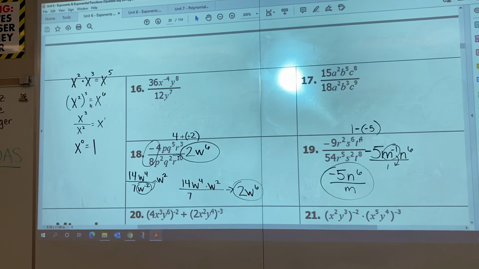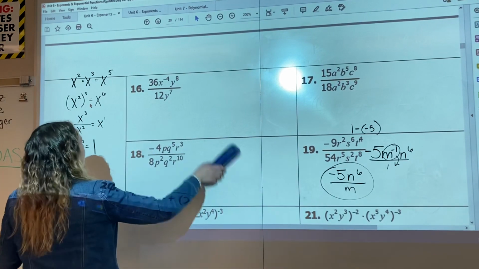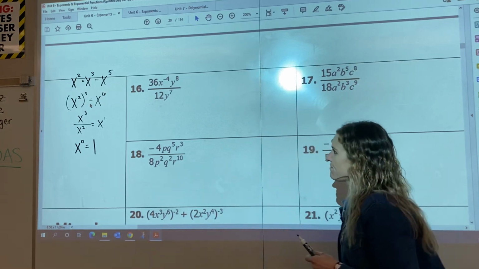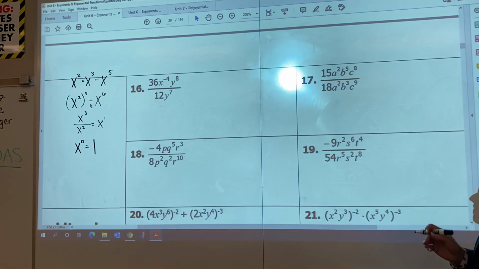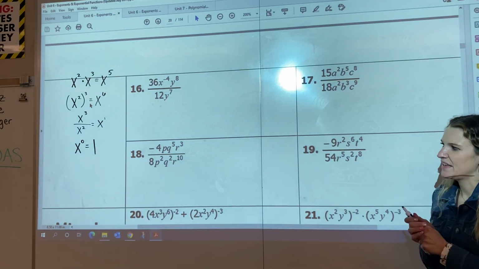We got 4 more examples on the back here, very similar to what we were looking at before. Take a second and look at those, see what you can simplify on your own, and then we'll come back and see how you did.